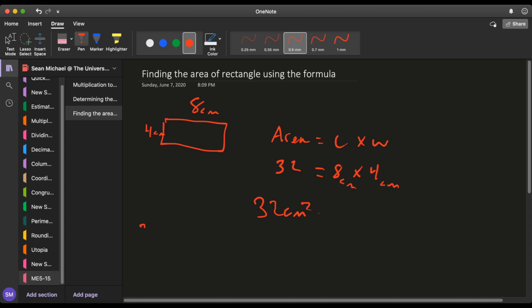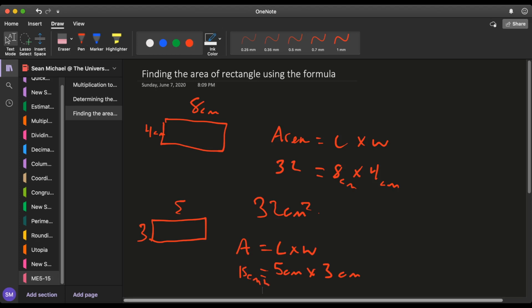I could do, 3. Let's do 3 and 5. And what would we do? We just say area. We'll just say A is equal to length times width. And we would say that this is 5 centimeters times 3 centimeters. And that's going to be equal to a grand total of 15 centimeters squared. So I hope you get the idea. It's rather straightforward. You just measure the width and the length, and you times them together.